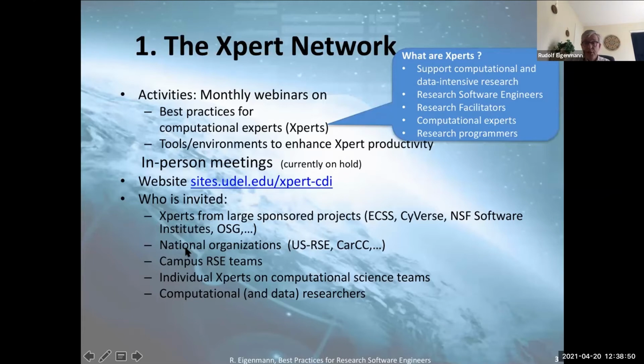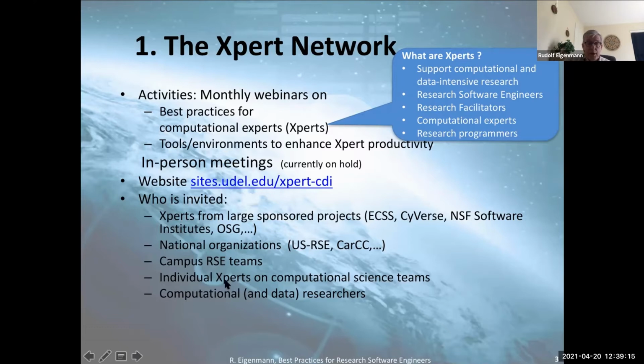There are also national organizations. You may be aware of the US RSE network. You may be aware of CARCC, the Campus Research Computing Consortium. There are an increasing number of campus research software engineering teams that assist the users, the domain scientists on their campuses in developing computational applications.